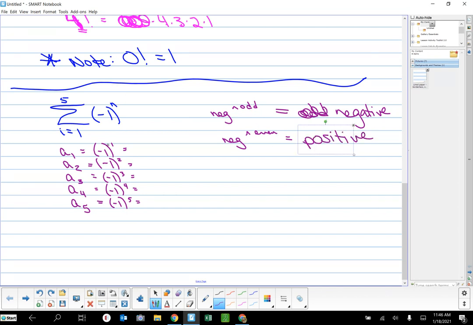So when we raise negative 1 to the first, we get negative 1. If you square negative 1, you get a positive 1. Negative 1 cubed is negative 1. Negative 1 to the 4th is a positive 1. Negative 1 to the 5th is a negative 1. So if you ever see alternating signs on your terms, there's got to be a negative 1 to the n somewhere in there. All right. Yeah, they can get really tricky sometimes.